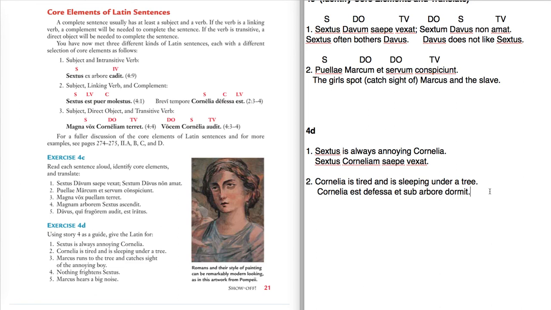Okay, so that's number 1 and 2. I'm going to stop there. I'm going to let you work on 3, 4, and 5, and that'll be it for chapter 4. I wish you all the best of luck.